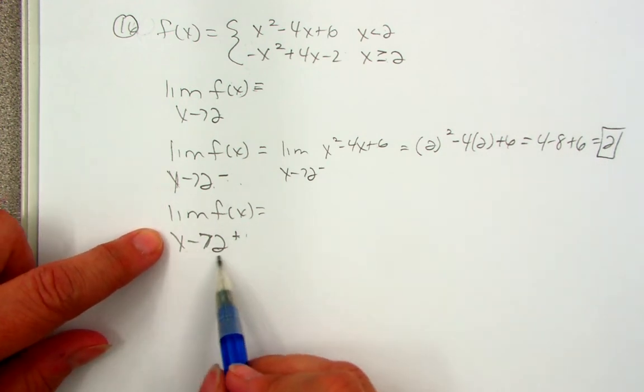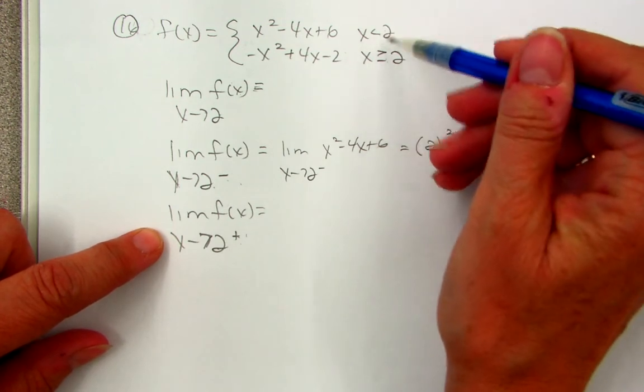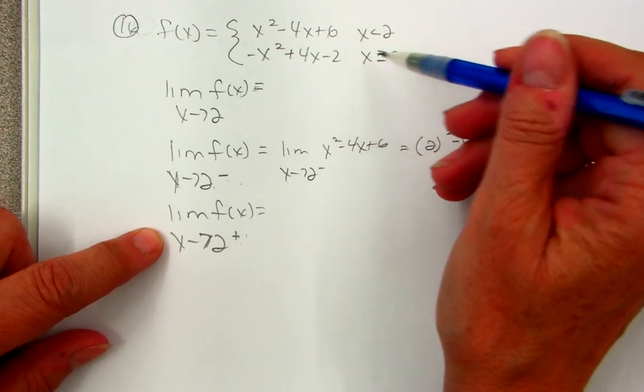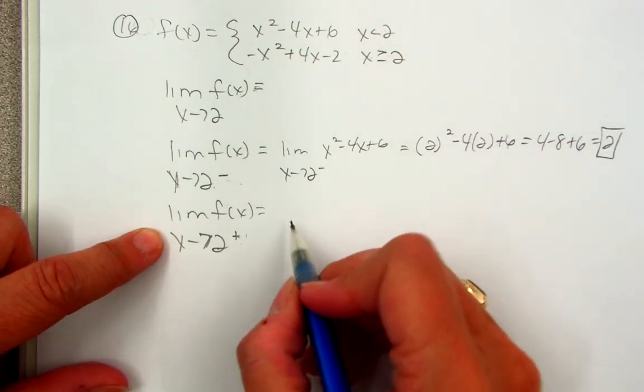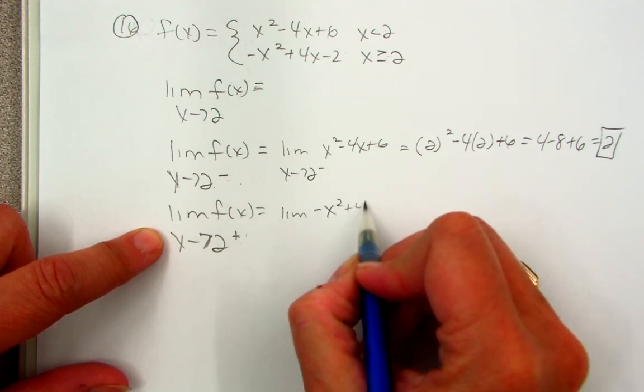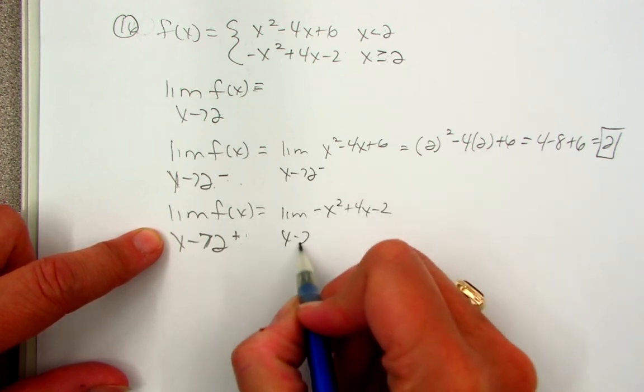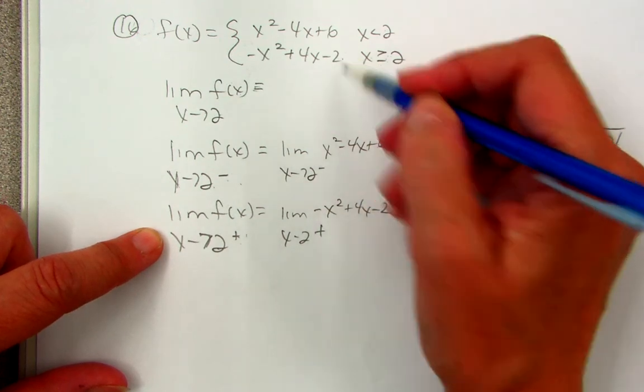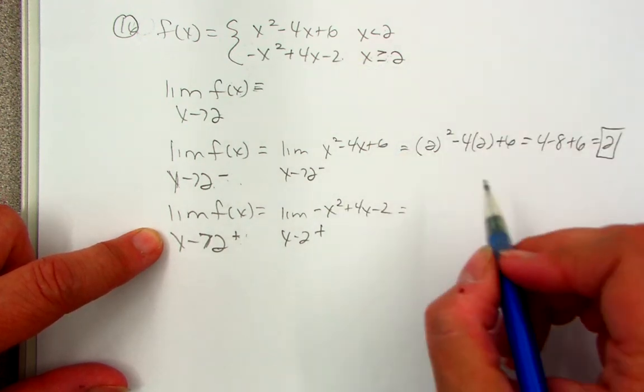X approaches 2 from the right. Well, which piece is from the right? This is x is greater than, so this is the piece from the right. So that's the limit of negative x squared plus 4x minus 2 as x approaches 2 from the right, using this piece. Now I'm going to do direct substitution.